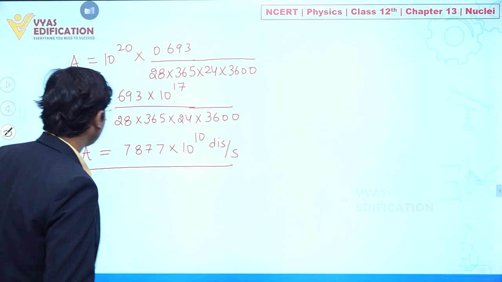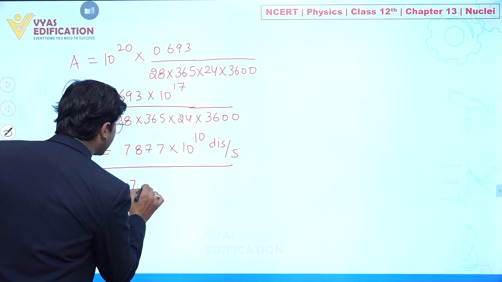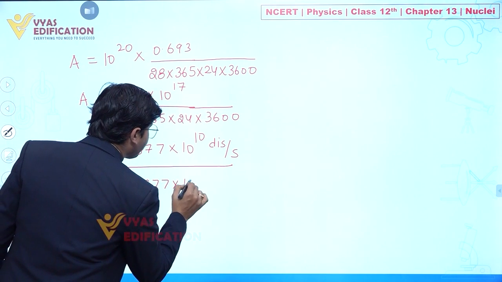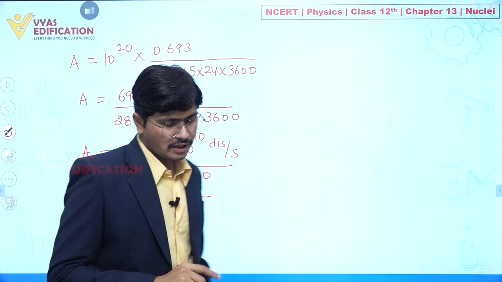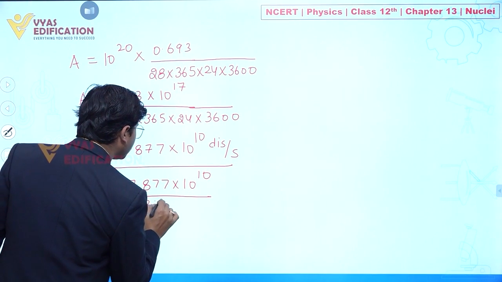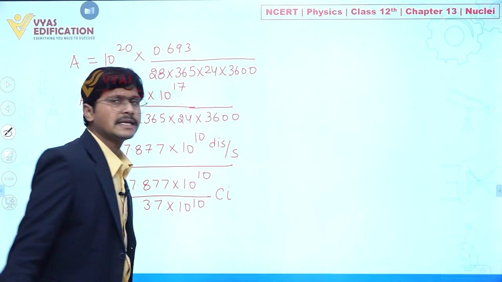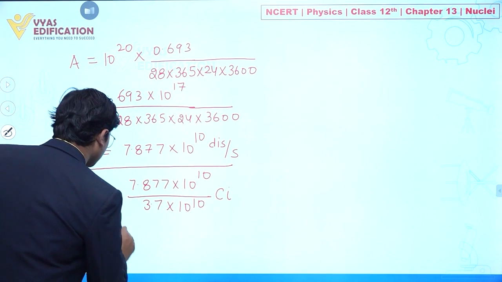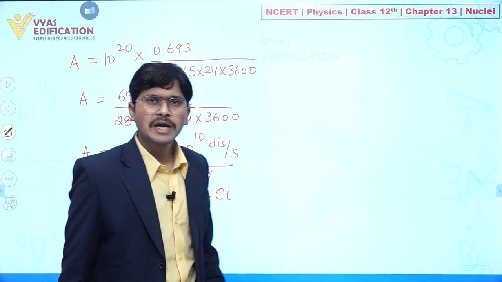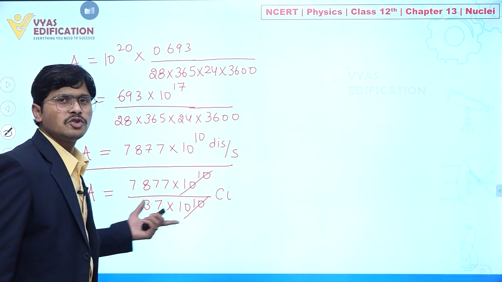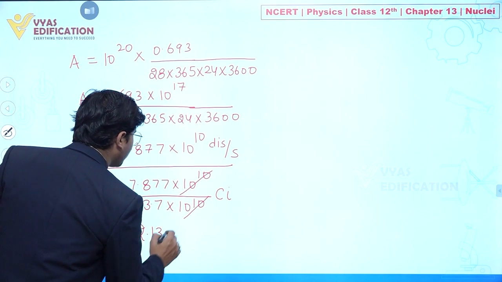Yes. If we want to convert this activity into Curie, we have to divide this activity, 10 to the power 10, by the relation we know: one Curie is equal to 3.7 into 10 to the power 10. Then we will get this answer in terms of Curie. Clear? If you solve it, this one and this one cancel out, and we get 2 point something. So the final answer that I am getting for this question is 2.13 Curie.